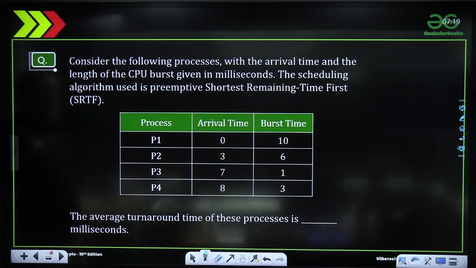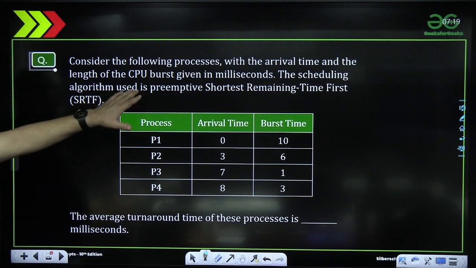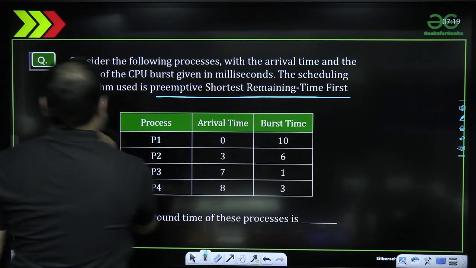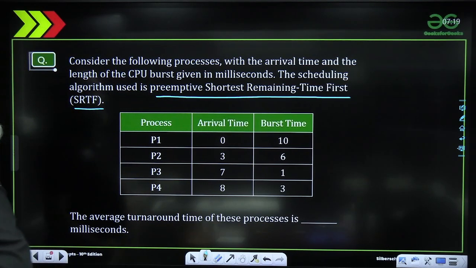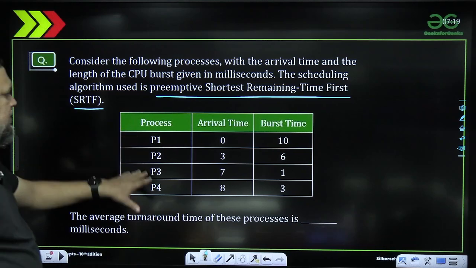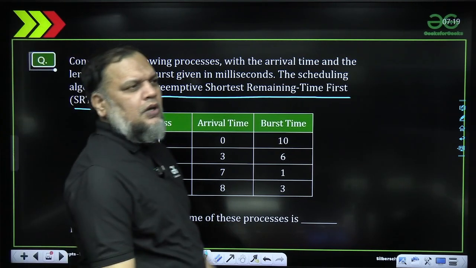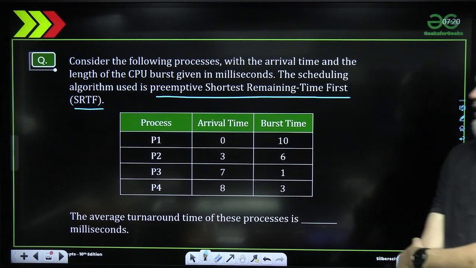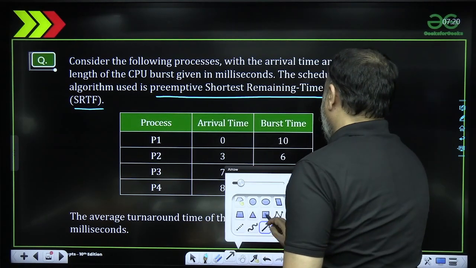Next, look at this. A very simple question on shortest remaining time first. Consider the following processes with arrival time and the length of CPU burst given in milliseconds. The type of algorithm to be used is preemptive shortest remaining time first. Even though SRTF by default is preemptive, explicitly it is again mentioned in the question. They are asking, for this data set, what is the average turnaround time of these processes? A very direct question. If you have followed the working mechanism of SRTF, then it's a matter of only preparing the Gantt chart, solving the question and getting the values.